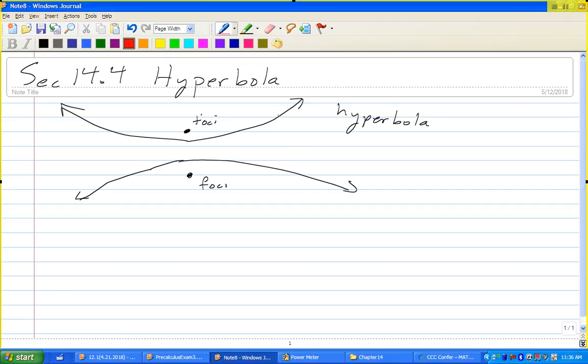So if you take any two points, say take a point on the hyperbola, and you look at the difference between these two distances, take another point on the hyperbola anywhere, say over here, and take the difference between the two distances, then these differences are the same, for any two points on the hyperbola.